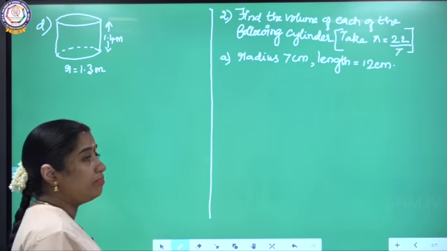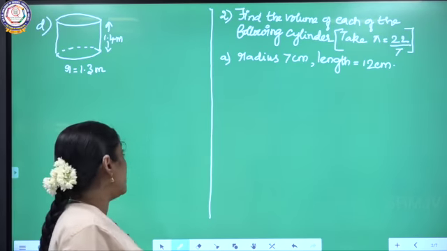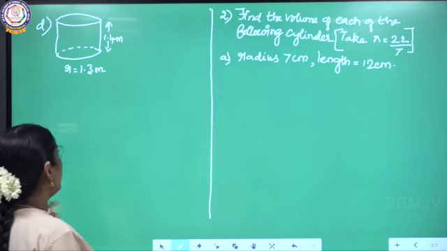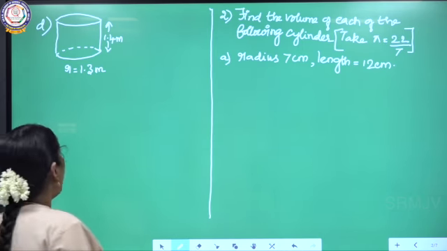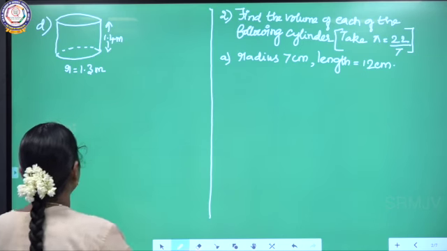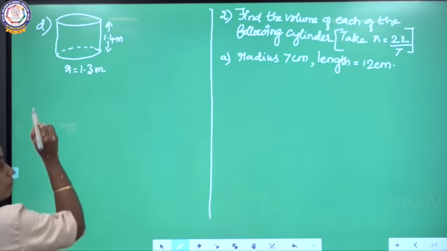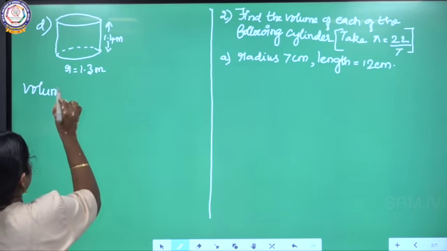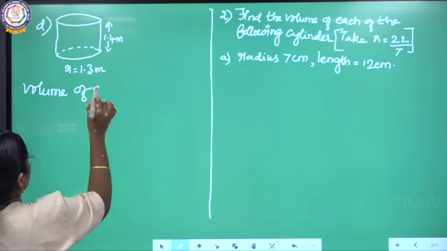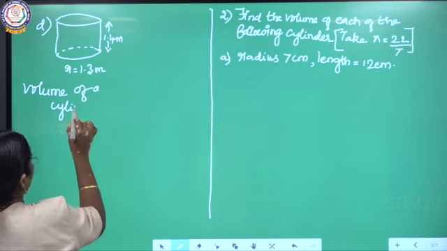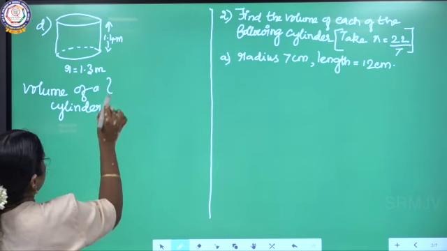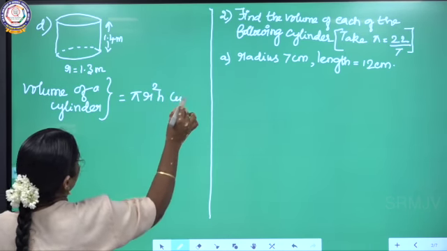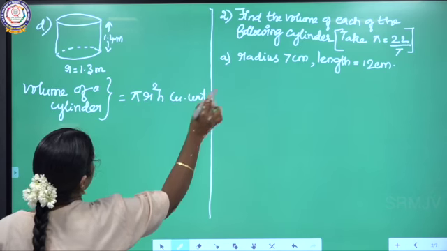Same thing. For the previous sum they were given in whole numbers, but here they are given in decimals. So r and height are given, just substitute in the formula. Volume of a cylinder is equal to, write the formula, pi r square h cubic unit.